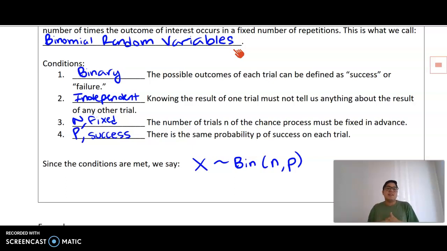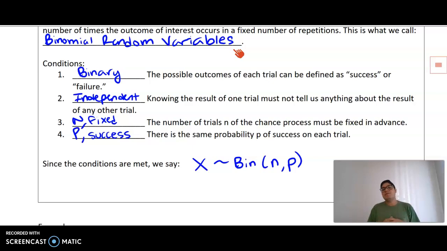N is fixed, meaning that the number of trials is discrete. So maybe I'm interviewing 10 people. Maybe I'm only selecting 20 pieces of candy. Maybe I'm looking at a random sample of 100 different tires, etc. But n is fixed and it's discrete, meaning it's countable. So I can have none, 1, 2, 3, up to this nth trial.